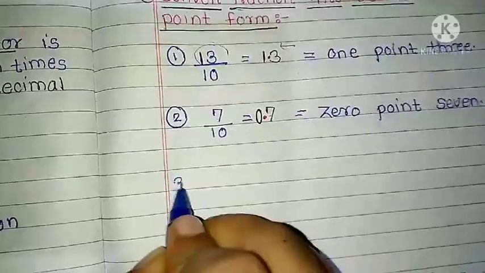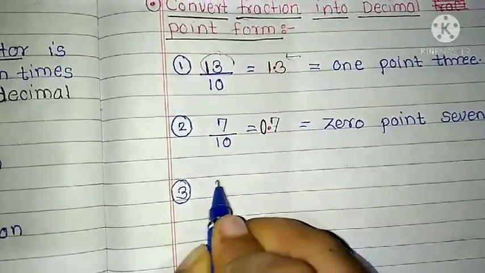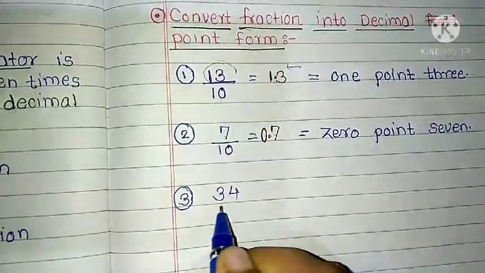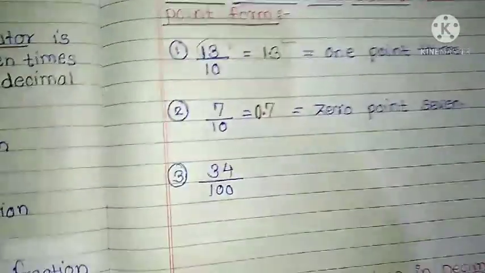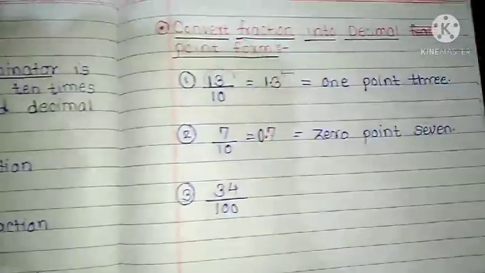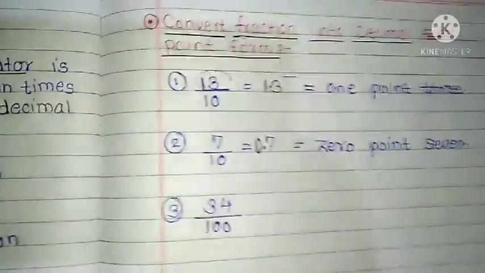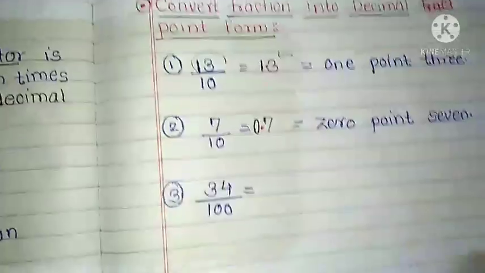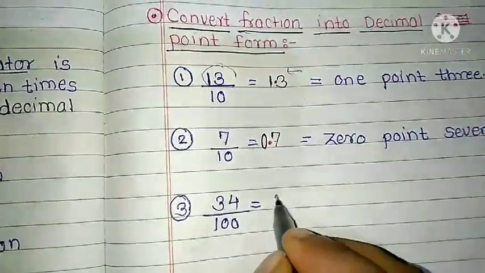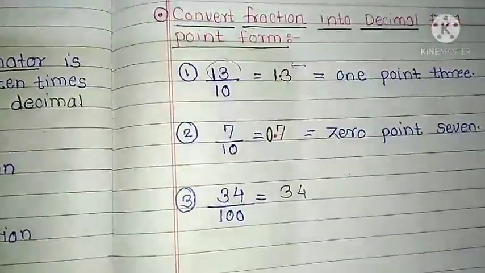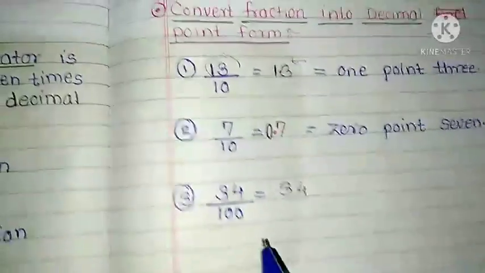Again I am taking a third example. 34 upon 100. 34 upon 100. So how do we convert it into decimal point format? First I am writing this numerator number 34 as it is. Then how many zeros are there?